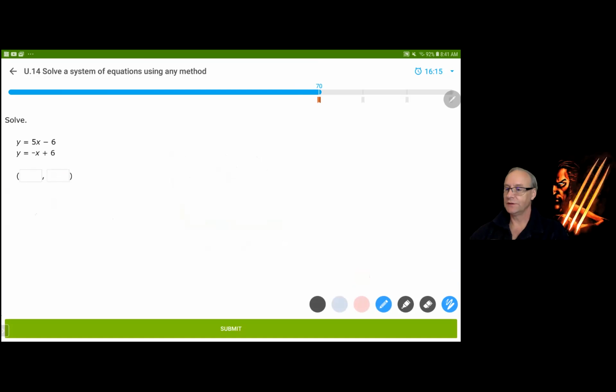I'm going to do substitution. I'm going to go very quickly this time. I have 5x minus 6 is equal to negative x plus 6. I'm going to do two things at once. I'm going to add x to both sides, and I'm going to add 6 to both sides, and then I'm going to divide by 6, and I'm done.